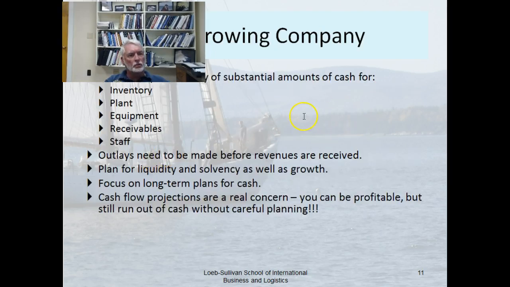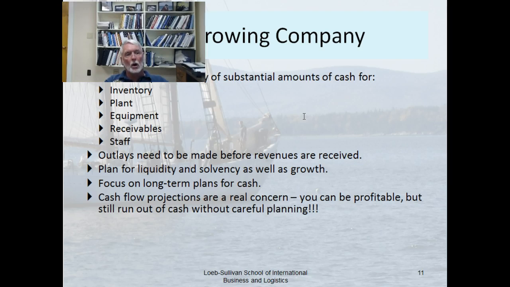needs to do all sorts of things. They have to acquire inventory, and the faster they grow, the more inventory they have to acquire. If they're a manufacturer, they may have to acquire more plants to build enough inventory. They have to acquire equipment for those plants. They have to finance their customers' receivables. They're selling things and waiting to get paid, so they have to provide funds to finance receivables, and they have to hire people.